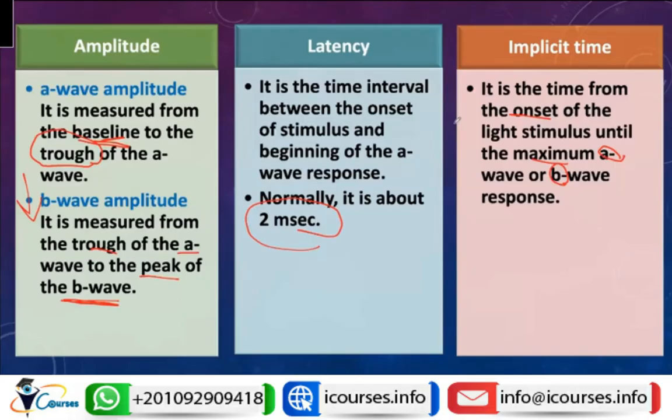So here it is just one word that will make the difference. Latency is the time between the initiation of the light and the onset of the wave. Implicit time is the time between the initiation of light and the peak or the maximum of the wave, either the peak or a trough.